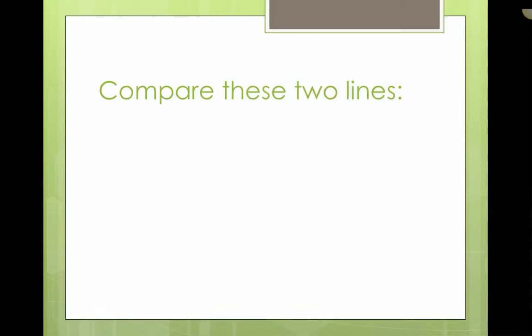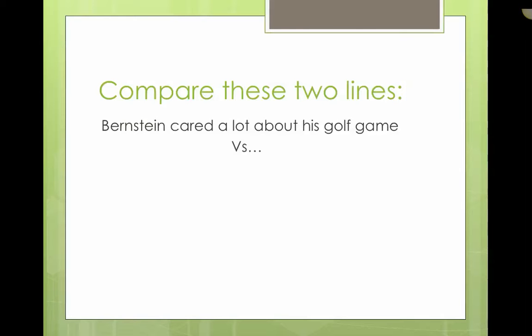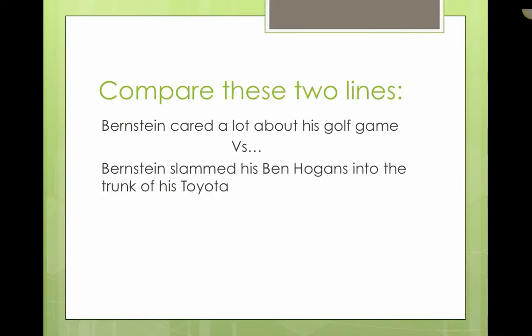We have two lines here. First is, Bernstein cared a lot about his golf game. We have an example of direct characterization here. We learn that Bernstein cares a lot about his golf game. That's it. Very informative, not very descriptive, kind of boring. Now look at this next line. Bernstein slammed his Ben Hogans into the trunk of his Toyota. Essentially, it's the same sentence revealing the same information about the character, but we have action and we also have details.